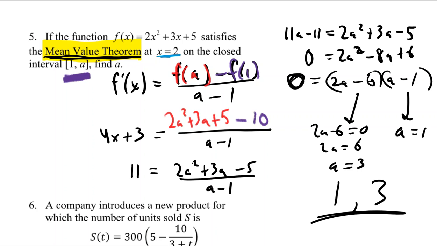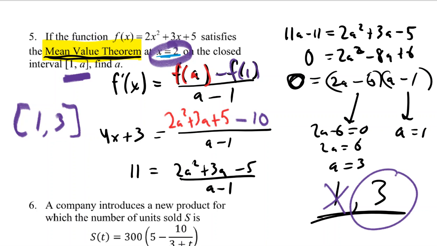Right, so look back at this domain they're telling us. They're saying start at 1, and so if you think a is 1, do you see how that wouldn't open up at all? You start and end at the same place? So that answer just doesn't make sense in the context of the question. We got to have something to look at so that x equals 2 could even be a solution to the mean value. So that's why a equals 3 only.